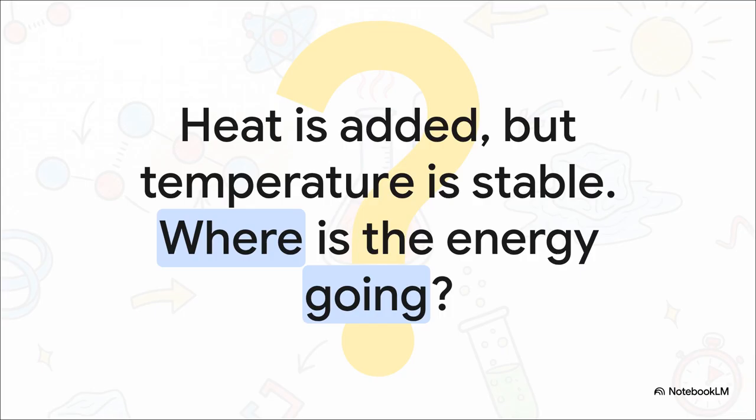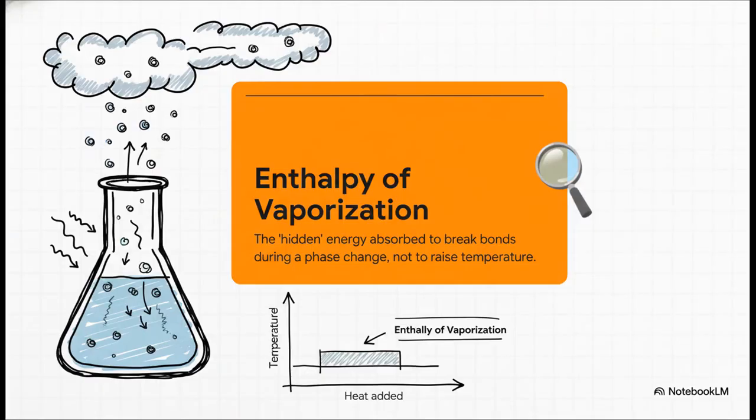So, what gives? Where is all that extra energy going if it's not making the water hotter? That energy has a totally different job to do. Instead of making the water molecules jiggle faster, it's being used to break the bonds holding them together as a liquid, allowing them to escape as a gas. We call this the enthalpy of vaporization. It's the hidden energy that's required for a phase change. Its mission isn't to raise the temperature, it's to change the entire state of matter.